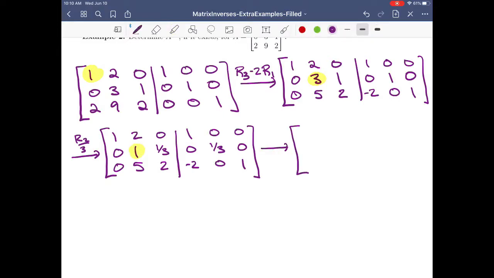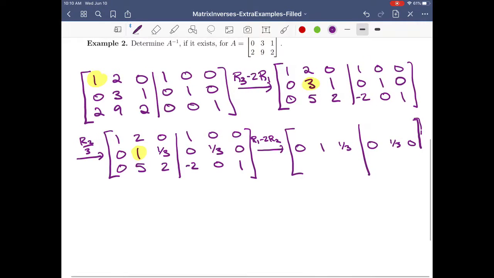So now I want to do row 1 minus 2 of row 2. Okay. So this is still a 1. This is now going to be a 0. So 0 minus 2 times 1/3 is going to be minus 2/3. This one is still a 1. This one is also going to be a minus 2/3. And then I'm going to have a 0 here.